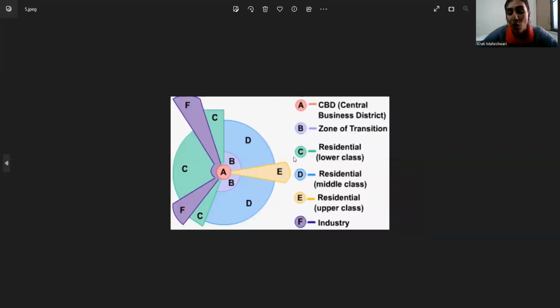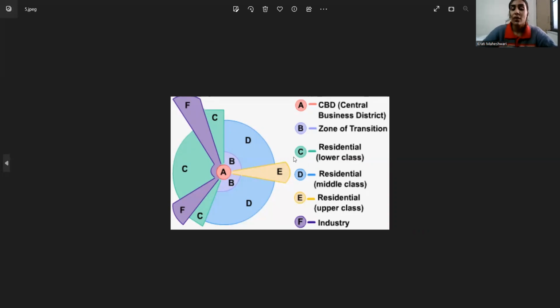Then we have Homer Hoyt's sector model. So we saw earlier the concentric zone model and how simplistic it was in nature, and that was the thing that it was critiqued about, right? So Hoyt's model is actually more realistic. Again, it was applied to the city of Chicago, and we see that there is one central business district at the center, just like in the concentric city model.